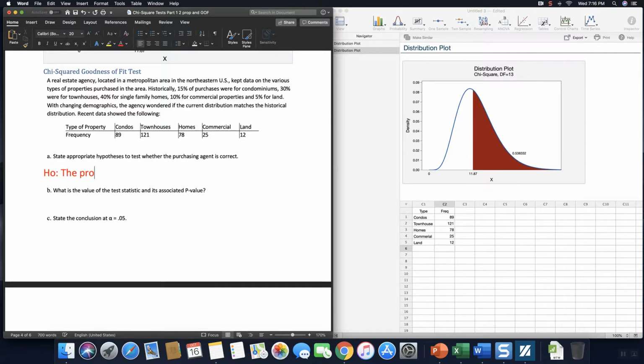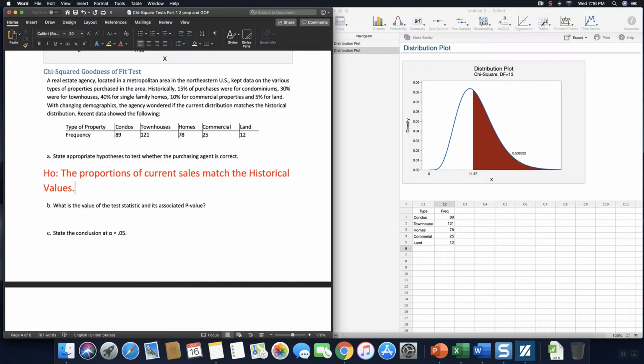So, the proportions of current sales match the historical values. Done. That's it. Isn't that easy? I like it. Okay, and then for the alternative, remember, you'd have to write out these are different. Maybe it's condos that's different, homes is different. Maybe it's 3 of them that are different, or 1 of them, or 4 of them are different. Ugh. What we want to write is at least one looks like it's going to be different.